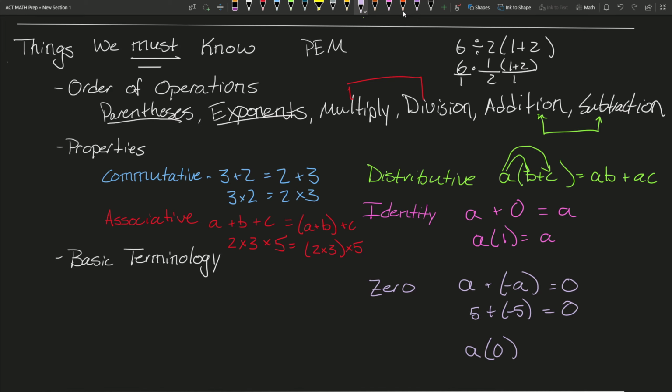All right. So any questions over those properties up front? Again, you don't need to know the names, but does anything look way out of the ordinary or something you have never seen before?